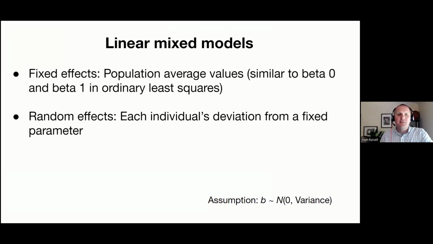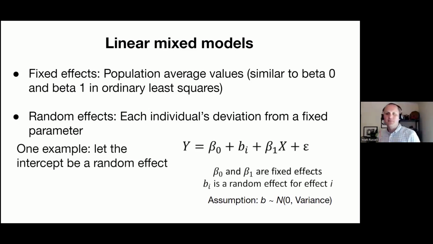Linear mixed effects models have the fixed effects. Like I said, these are what we think about as population average values. This is the diameter of the tree if we're interested in estimating tree volume. And then we have random effects. For each individual observation, we know that there's some kind of variance or deviation from a fixed parameter. And so you can basically assume some things about the data if you were to employ linear mixed effects.